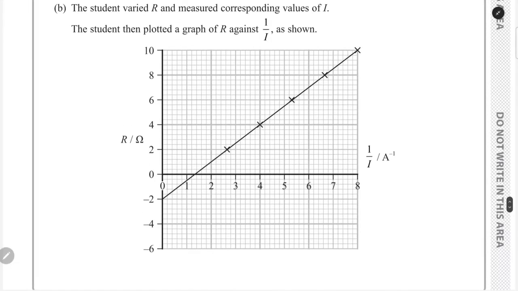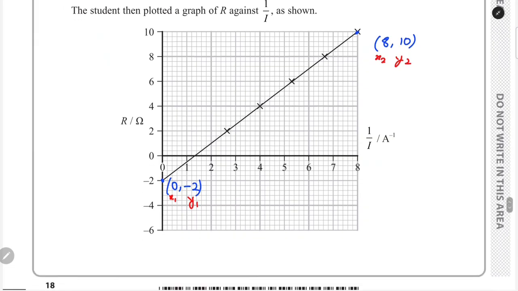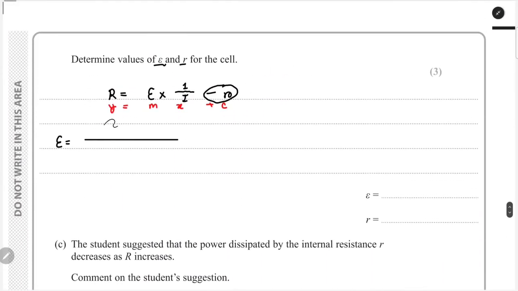For the gradient, I'll take 2 points over here. So one over here, this point is 8, 10. This point over here is 0, minus 2. I'll take this as x1, y1 and this as x2, y2. It doesn't really matter which I take as 1 and which I take as 2. The gradient is y2 minus y1 divided by x2 minus x1.